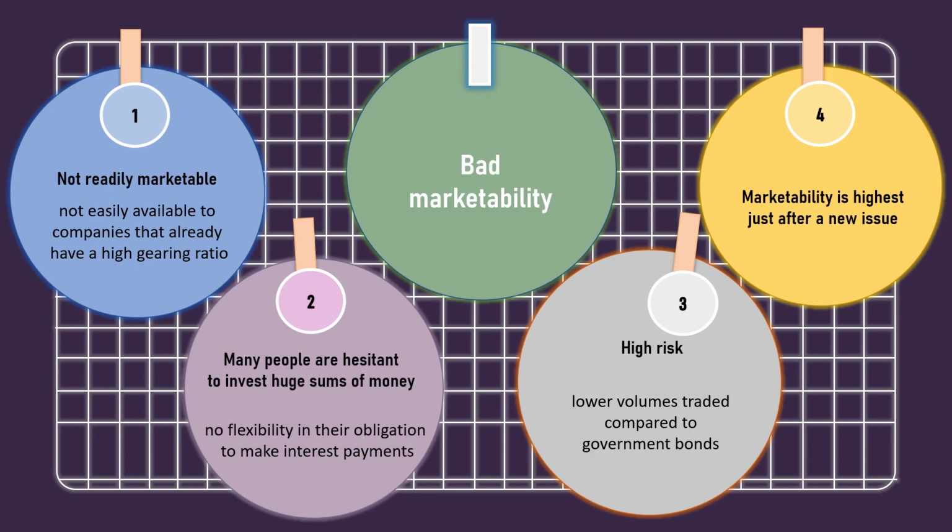Thirdly, high risk. In the debt ranking, debentures rank first, meaning the most risky and need to be prioritized first. That's why their volumes traded are lower compared to government bonds. Moreover, debentures are not backed by any kind of collateral, which is something as a security for repayment. And lastly, yes, debentures did have a bad marketability. However, their marketability is highest just after a new issue. So that's the end of debentures marketability.